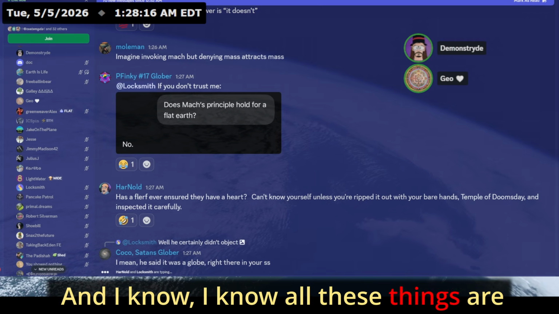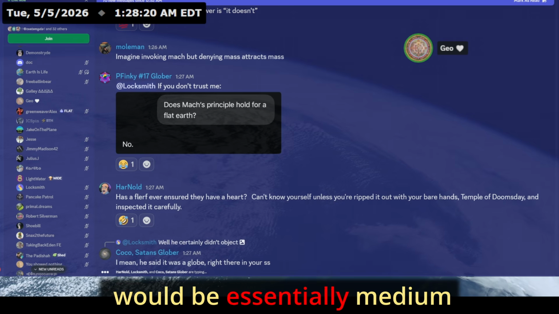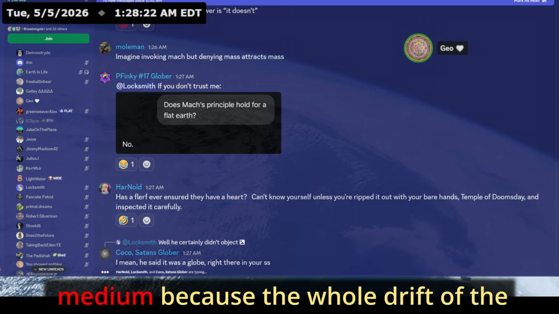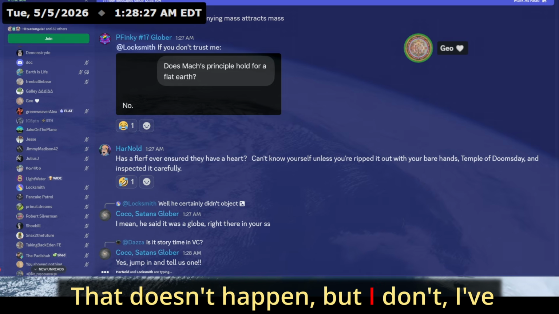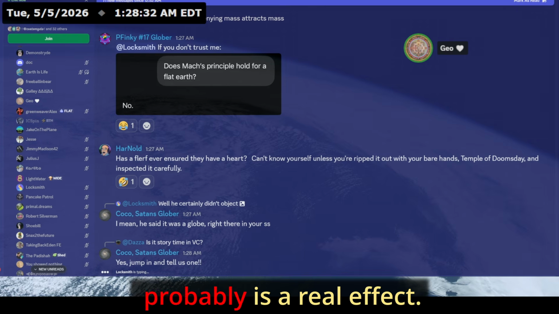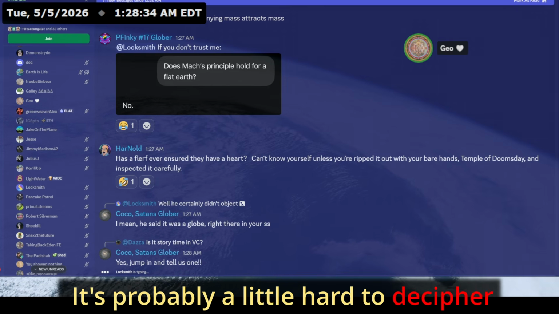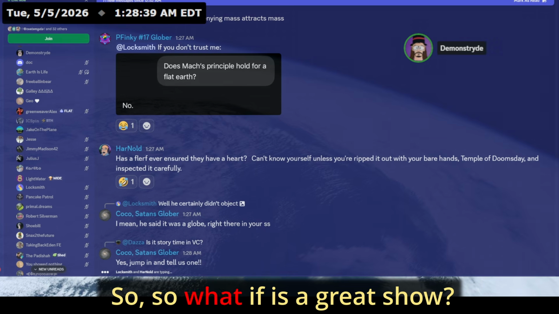And I know all these things are claimed to be Earth rotation, but if they're not Earth rotation, if Earth is stationary, then it would be essentially medium rotation or something in the medium. Because the whole drift of the bullet, which I know some people contest doesn't happen, but I've never tested it myself shooting bullets, I tend to think that probably is a real effect. It's probably a little hard to decipher that it is that though, because you've got spin drift and all these other effects.